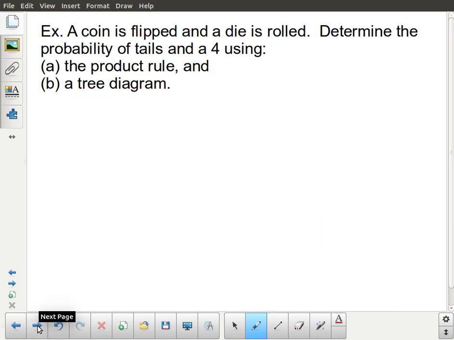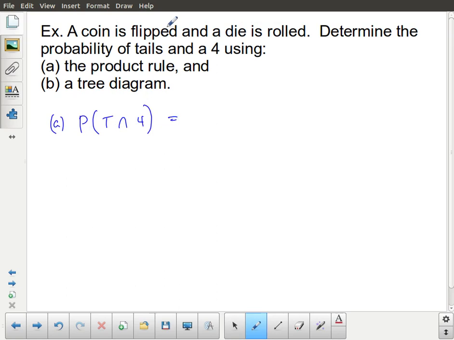So I mentioned coins being a very simple version of this, and that's a good example. Here we have a coin being flipped and a die being rolled. Two simple events on their own. Determine the probability of flipping tails and rolling a 4 using the product rule. So for part A, we want to know the probability of flipping tails and rolling a 4. I'm going to use this shorthand to denote that: the probability of tails and 4.